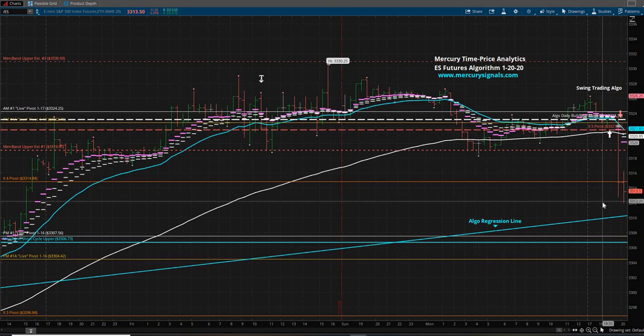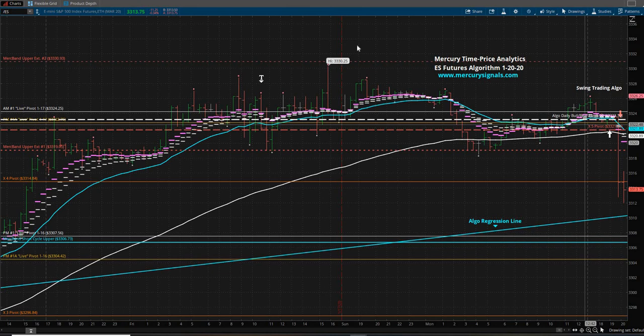Now look, in the context of the up move that we've had, this is nothing. But this is how these things start. You have to start breaking these X5 algo pivots. And we did that in Globex.